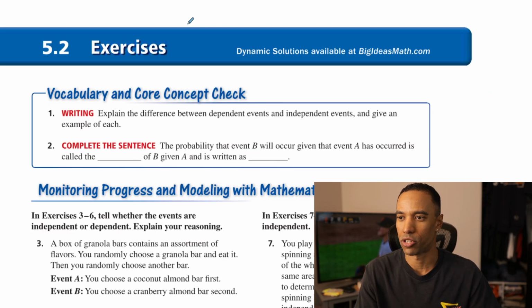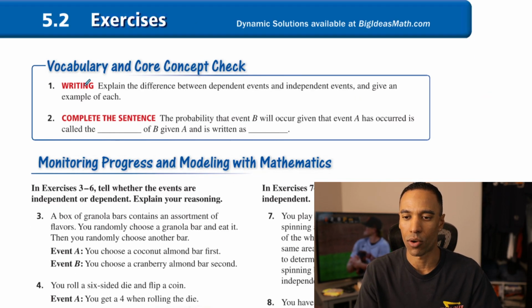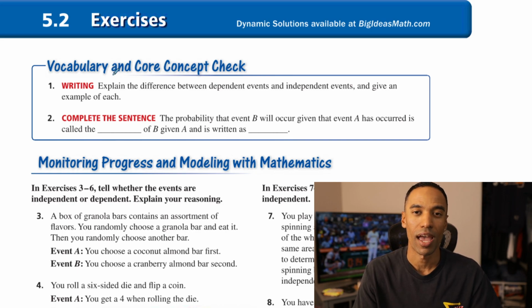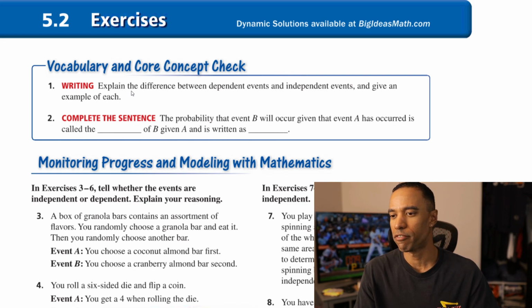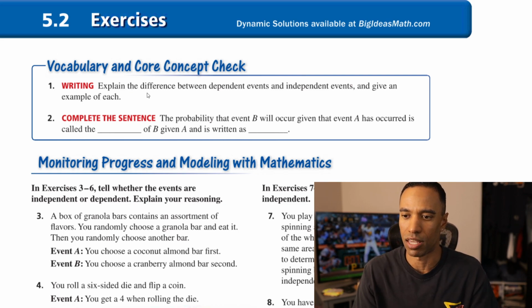Okay, quite another long lecture there, another big 21-minute one. Let's go ahead and take a look at the vocabulary and core concept check before we get into the other parts. Writing: explain the difference between dependent events and independent events and give an example of each.